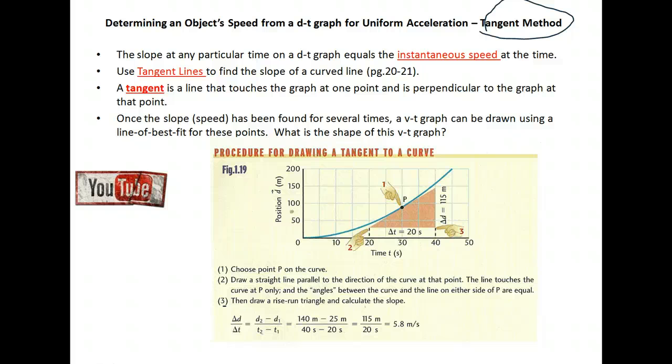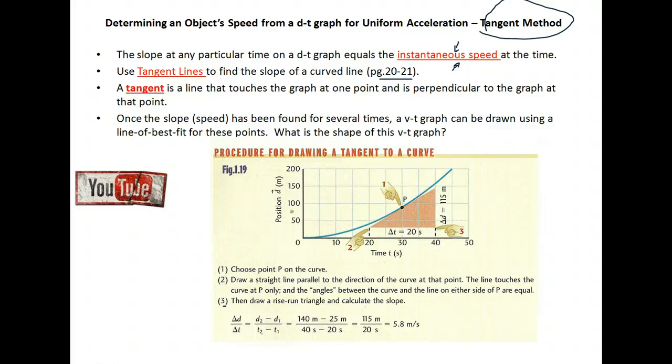So slope at any particular time is the instantaneous speed. So that's a big idea there. And we use tangent lines to find the slope of a curve. And this is also described on page 2021. So what's a tangent line?